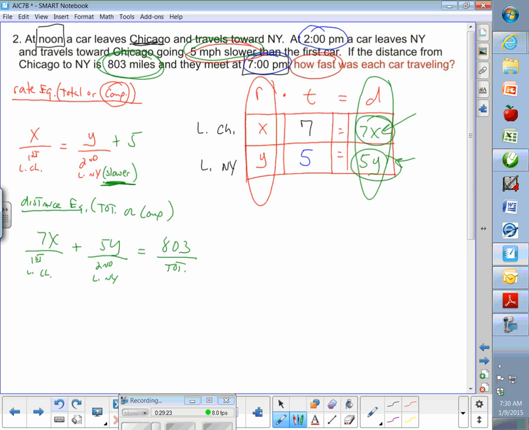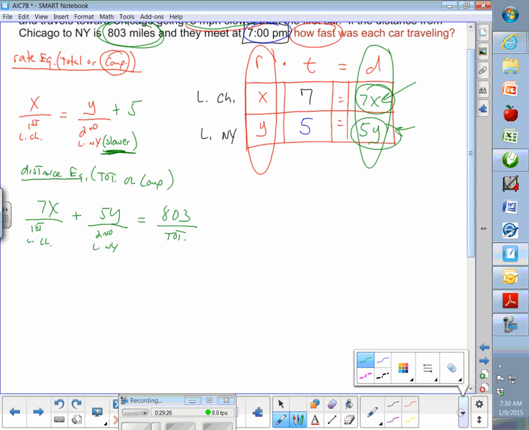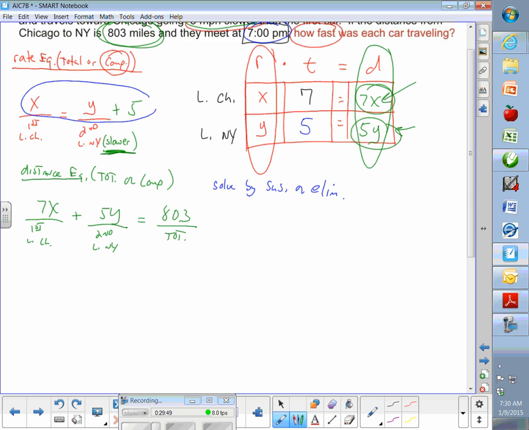Now I have to decide, how am I going to solve this thing? Am I going to solve by substitution or elimination? Look at your two equations and think about the two methods. You can pause the tape right now if you want and think about it, or I'm just going to tell you, look at this top equation. It's already solved for x. I'm going to circle it because that's what we do once we solve one equation for one variable. Therefore, this is best done by substitution.